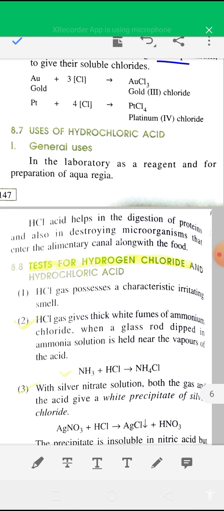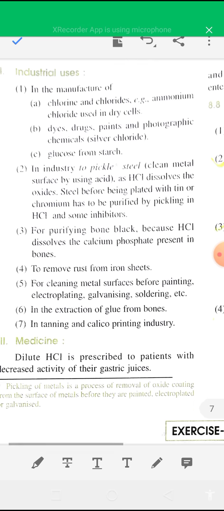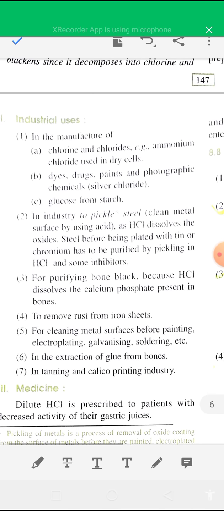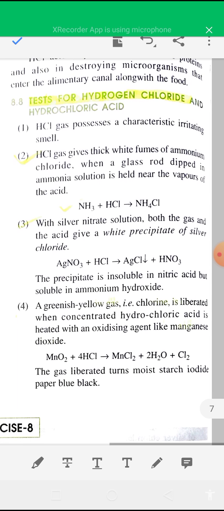Now some uses of hydrochloric acid are given. There are many uses, like in the manufacture of chlorine and chlorides, and ammonium chloride, used in dry cells. In the manufacture of such compounds, hydrochloric acid is used. So these are some uses of hydrochloric acid. These are not important.